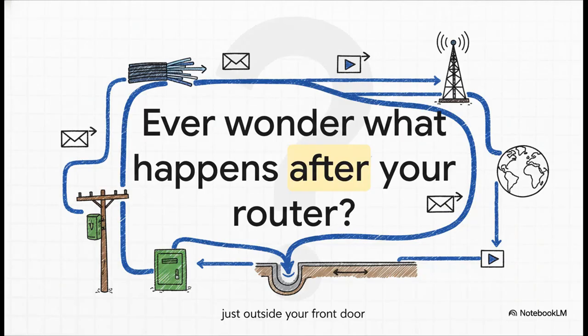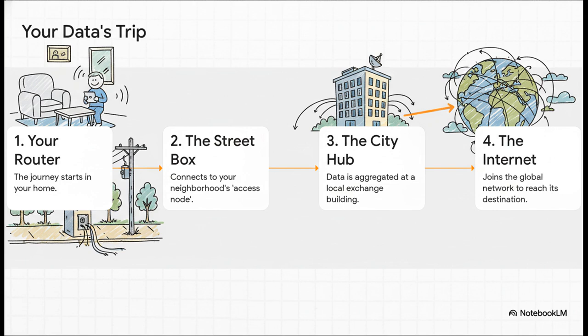I mean, think about it. You hit send on an email, you start streaming a movie. It feels almost like magic, right? But it's not. It's this really fascinating physical journey that your data takes, and that journey begins right outside your front door. So, here's the game plan for today. We're going to follow your data on a quick trip through 4 key stages. We'll start in your living room, then head out to a box on your street, then to a big building in your city, and finally, out to the rest of the world. It's actually a lot simpler than you might think.